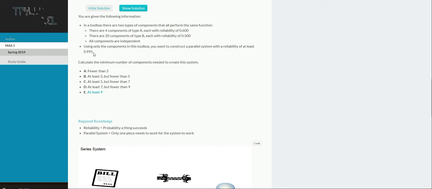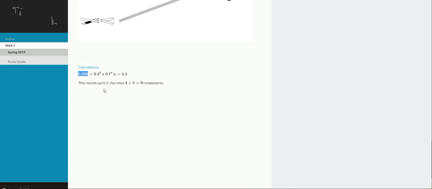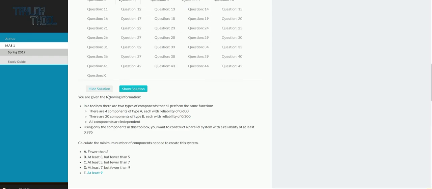So the first step is, we don't want a system with reliability of 0.995. We want a system with a chance of failure of 0.005. That's why we do that here. And then that really simplifies our calculation. There's only one way a system can fail. The next thing to do is we're trying to minimize the number of components we need. If we want to minimize the number of components we need, we want to become reliable as quickly as possible. And so that's your hint that before you even touch these type B components, you want to use up all of your type A components.